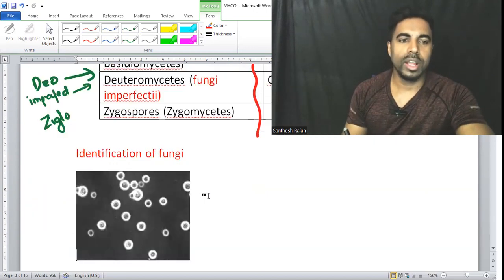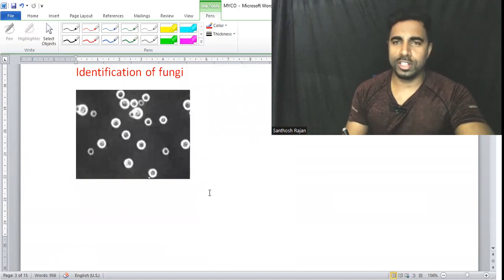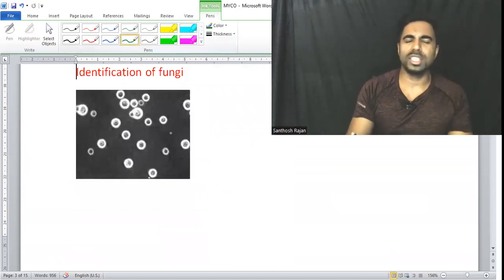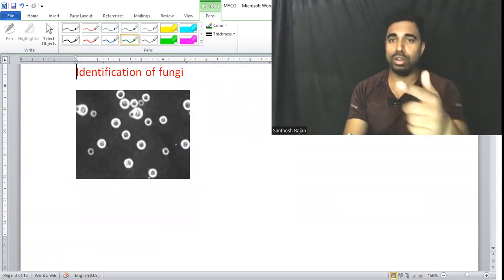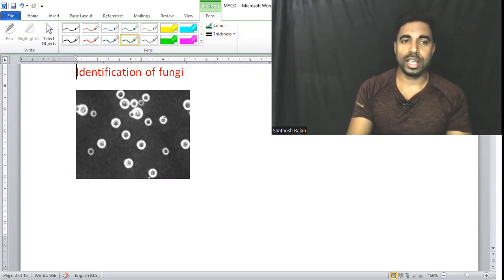Now we're going to the next topic: identification of fungi. The first thing is this picture, which I have repeated many times, and showed you in bacteria also. This is a capsule. The capsule has been stained and the background is dark. So what does that mean? This is a negative stain. First one is negative stain.